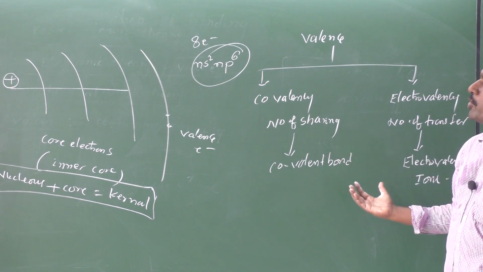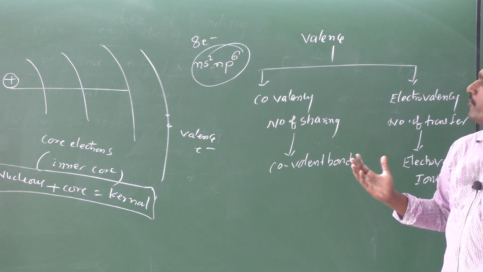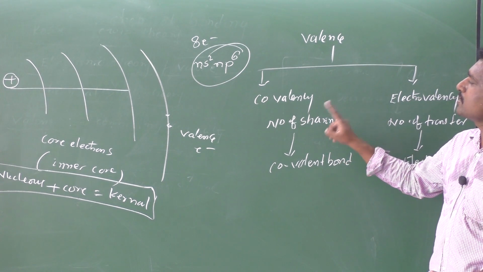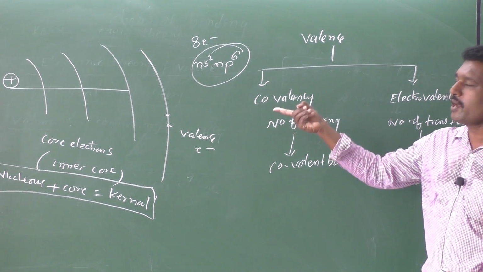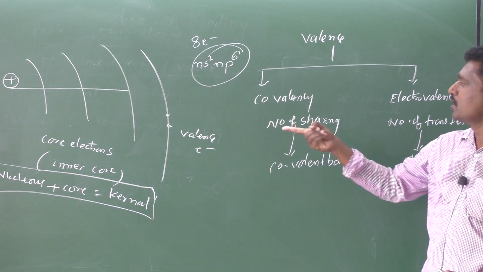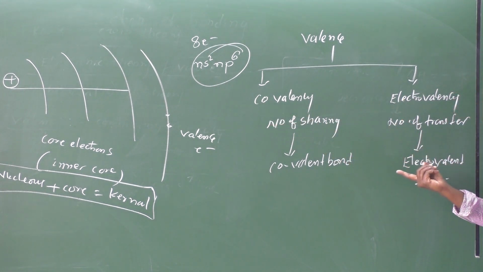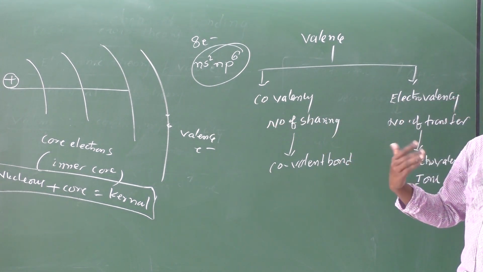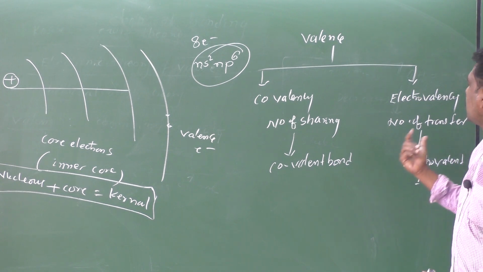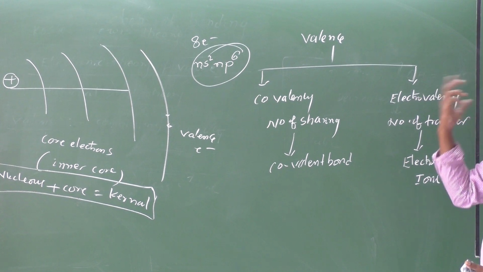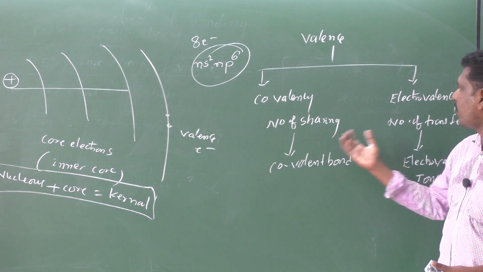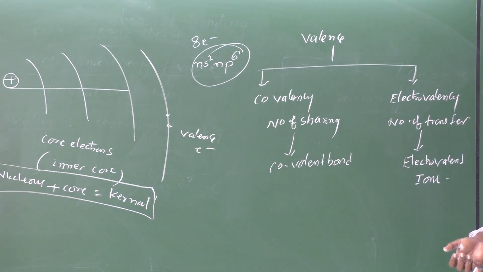These are explained by the electronic theory of valency. Valence is mainly divided into covalency, the number of shared electrons to attain 8 electrons in the outermost shell, and electrovalency, the number of electrons transferred, whether lost or gained. I will give an example for this also. After that we will discuss covalent bond and electrovalent bond.